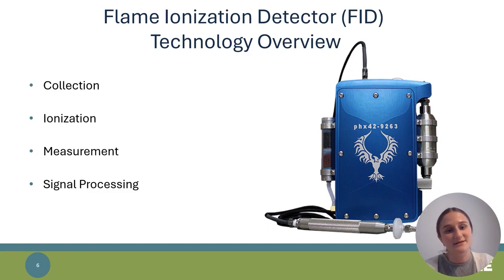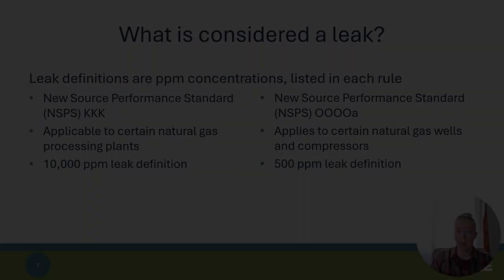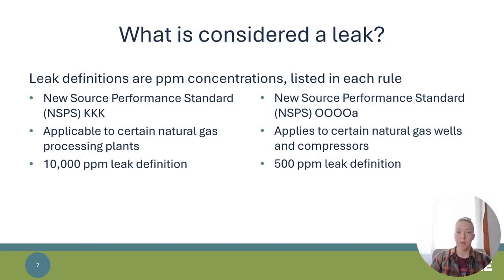And now I will pass it back to Lindsay to cover all things leak monitoring. Leak definitions are rule specific. This slide has examples from a few, but not all of the LDAR rules. NSPS subpart KKK has a leak definition of 10,000 ppm, whereas NSPS subpart OOOOa, often referred to as Quad OA, is a newer rule with a leak definition of 500 ppm. These rules apply based on when the site was built or made certain types of changes. If you have any site-specific questions or rule questions, contact me and I can work with your district inspector to provide some guidance.